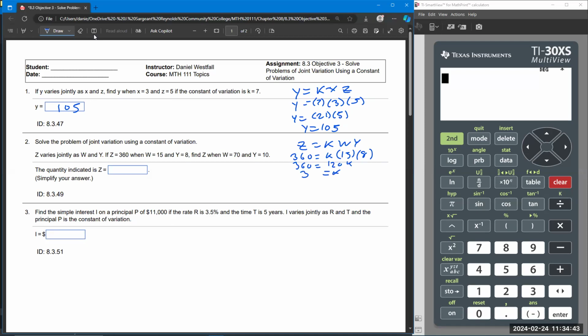Now we're going to go to situation number 2, and we're going to say z equals 3 w y. It's an equal sign. We've replaced the k with its constant value, and we want to find z when w is 70 and y is 10. So z equals 3 times 700, which is equal to 2100.